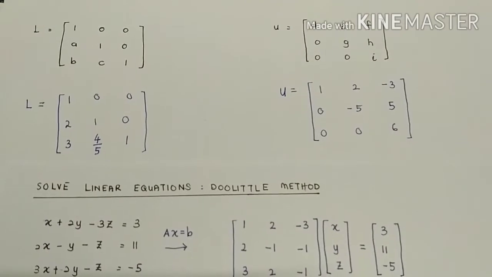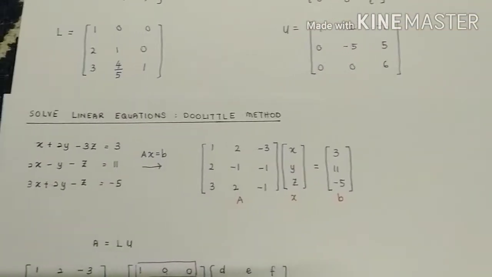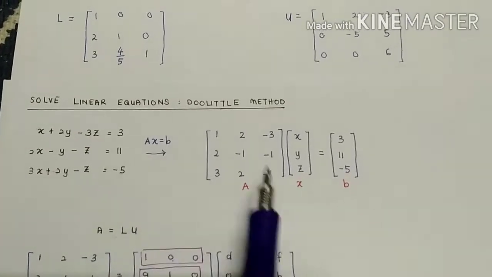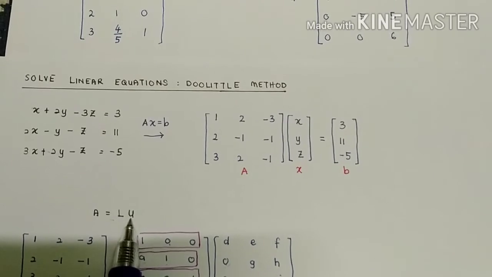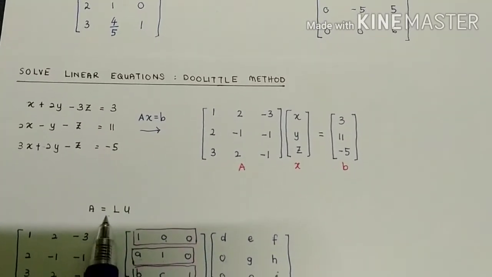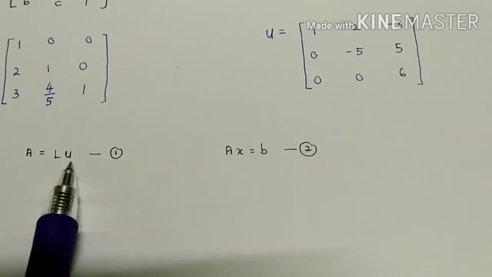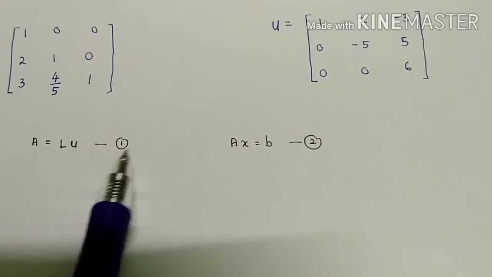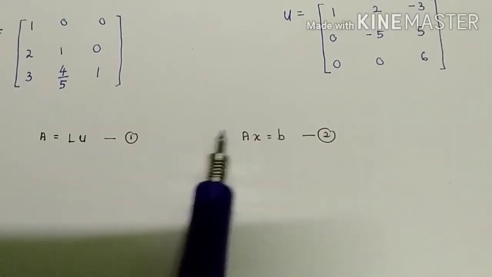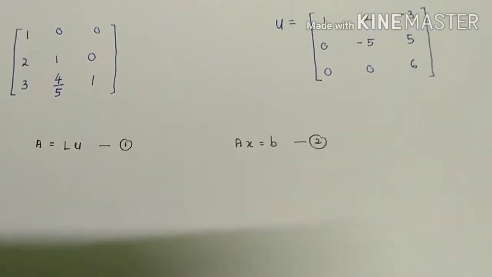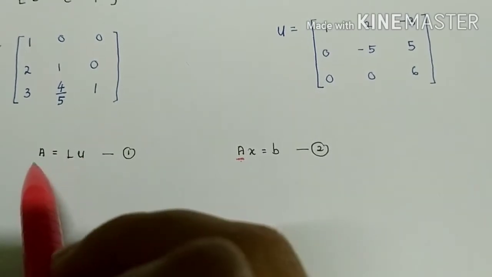For the next step, we know that from our first step we have the equation AX equals B. Matrix A times matrix X equals matrix B. And we also have matrix A equals matrix L times matrix U. So I write it here: A equals LU, which I denote as equation 1, and AX equals B as equation 2. We can substitute equation 1 into equation 2, because here we have A, and A we can substitute with LU.